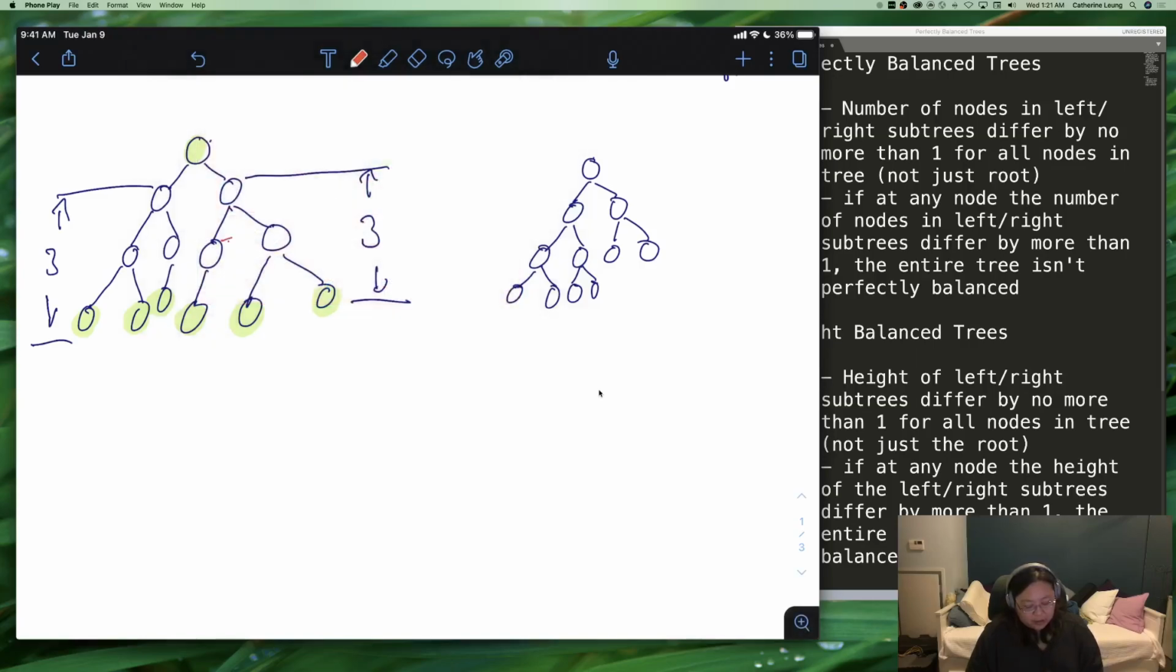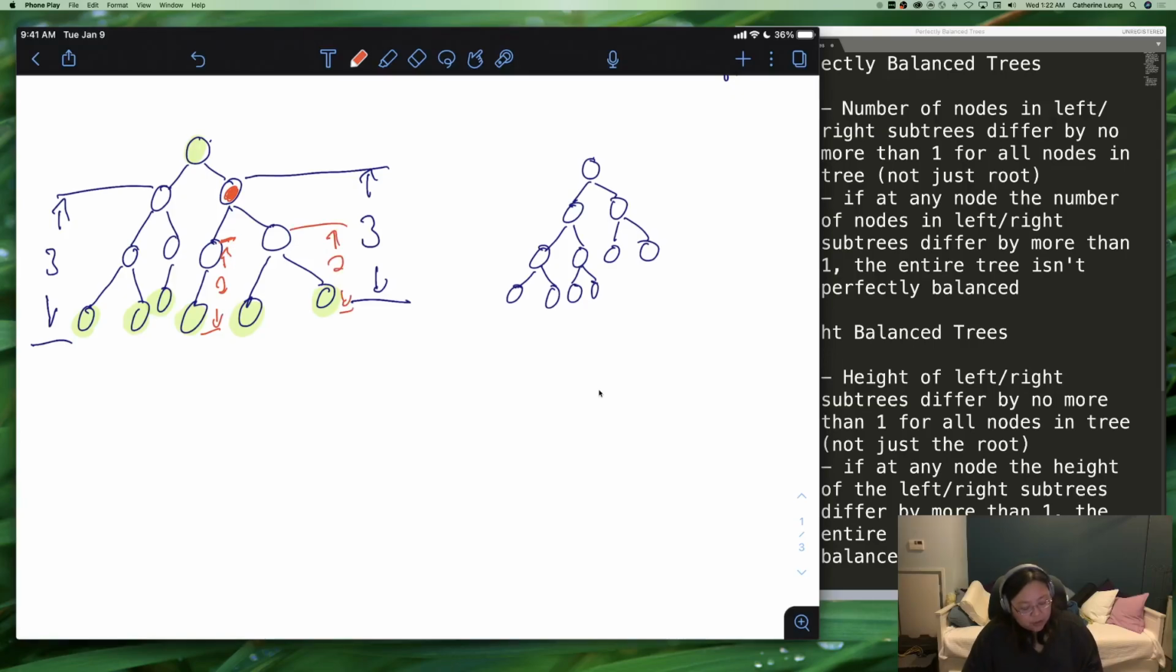And we can continue to apply this for all the subtrees. So at this node right here, the subtree on the left has a height of 2, and the subtree on the right also has a height of 2. So that's perfectly balanced. Okay.